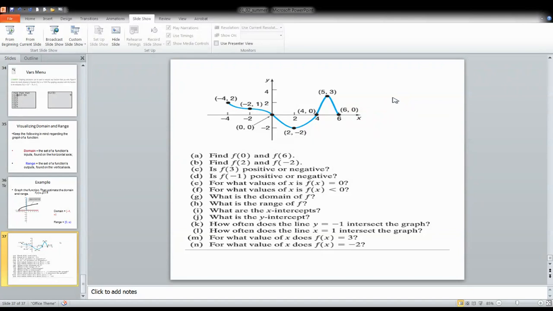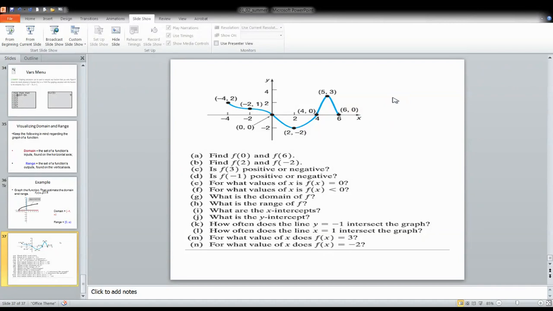For what values is f of x 0? Well, when x is 0, y value is 0. The origin, 0, 0. For what values of x is f of x less than 0? Well, where is the curve below the x-axis? Between 0 and 4. At 0, it's not less than 0, it's equal to. So it would be parentheses between 0 and 4, open parentheses on both sides. The domain goes from -4 to 6. Your range goes from -2 all the way up to +3.